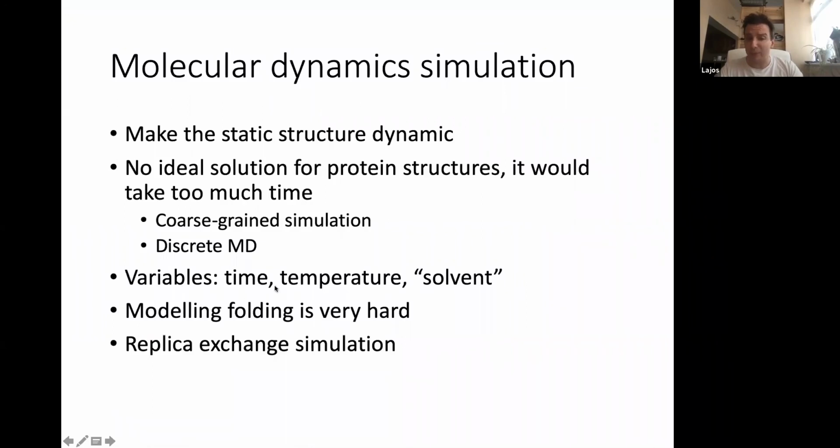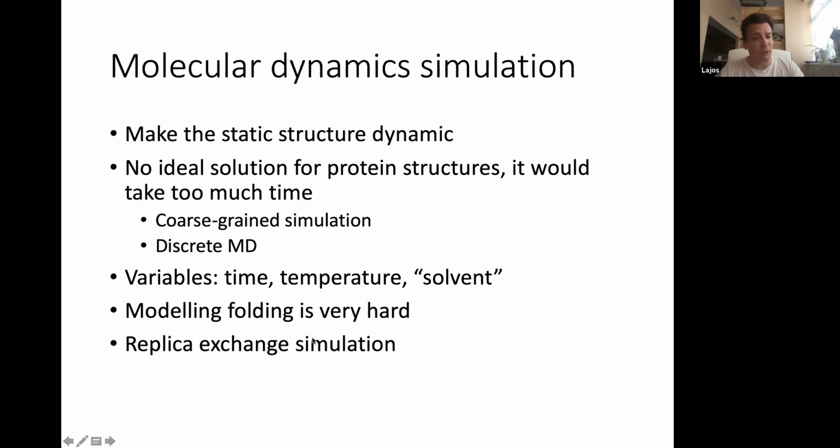Again, there are many variables you can introduce. Of course, there are different times you can run your simulations. The temperature is very important. You can do a simulation at a steady temperature, or you can increase the temperature if you want, and you can see how the molecule unfolds by temperature denaturation. You can also use different solvents, but this is a little bit artificial, to be honest.